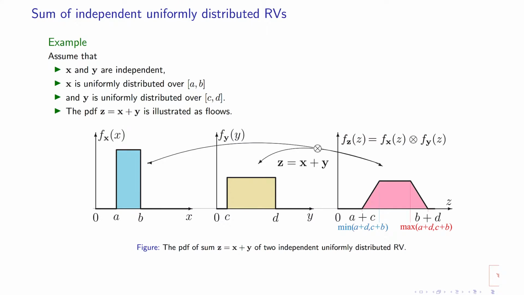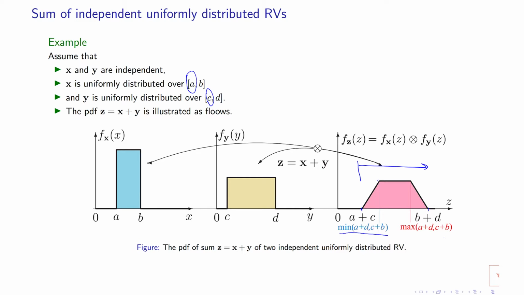So using the convolution integral, if you convolve these two rectangular pulses, you will find a trapezoid, because you need to flip one over and then slide it. You see that the starting point of your distribution for Z is a plus c, which is the minimum of X and the minimum of Y added together, and the maximum is b plus d. So the support of your distribution is going to be this interval.